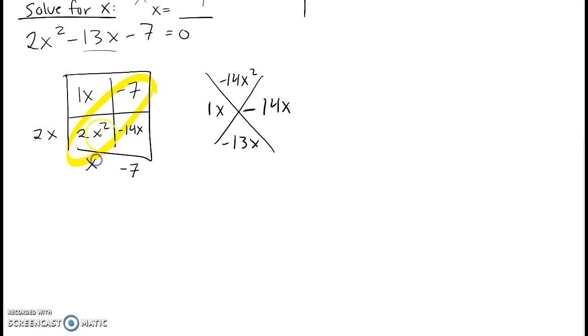2x times x gives me 2x squared, and then x times 1 is going to give me 1x. Now that I have my factors, I can write this in factored form.